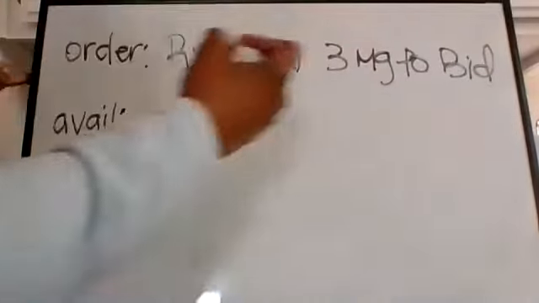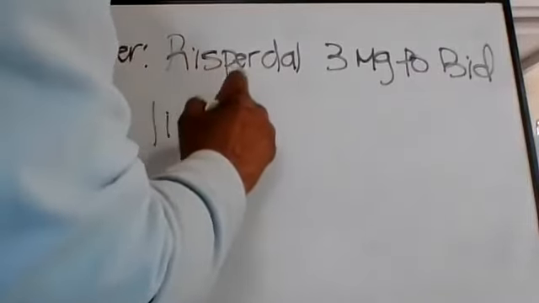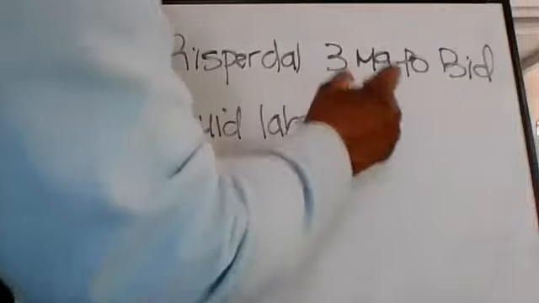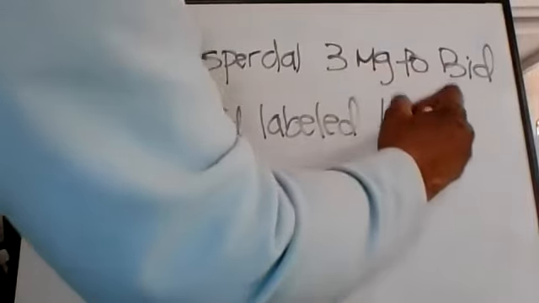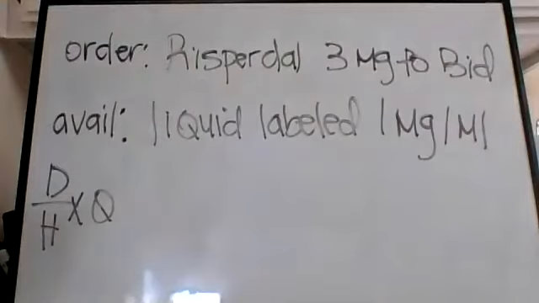Risperdal, 3 milligrams, PO BID. What we have available is liquid labeled at 1 milligram per milliliter. All right, you really don't need the D over H method for this. All you have to do is look at this and you can solve, right?